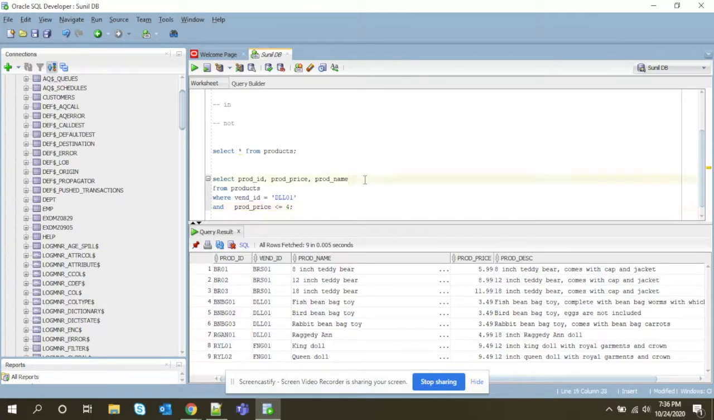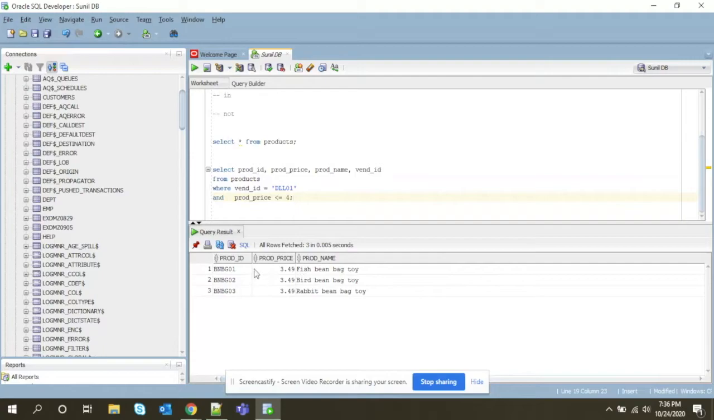What this will do, and I'll go ahead and add vend ID as one of the columns, is bring back all the data from these columns where the vend ID is DLL01 and the prod price is less than or equal to 4. So if I run this, as you can see, the vend ID is DLL01 and all of the prod prices are less than 4.